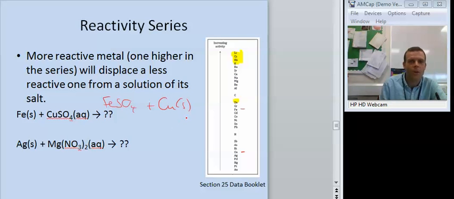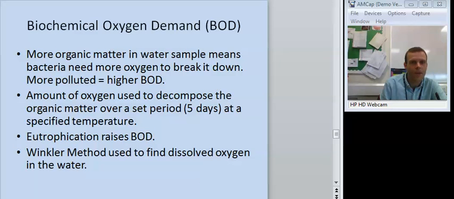So what would you observe? What would you see? You'd see that kind of reddish brown solid forming. Here, silver, which is there. Will that react with magnesium ions in magnesium nitrate? No. No reaction, because the magnesium is higher up the series.